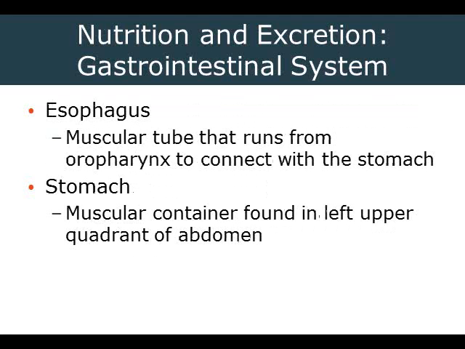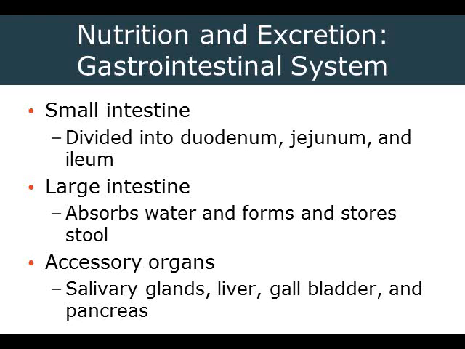So the esophagus is that muscular tube that runs from the oropharynx and connects it to the stomach. Stomach is the muscular container in the upper left quadrant of the abdomen that's responsible for a significant majority of the chemical breakdown of our food. The small intestine is divided into three subsections, the duodenum, the jejunum, and the ileum. Each of those have very specifically defined areas. The roles are not quite as defined. The large intestine does a lot of absorption of water.